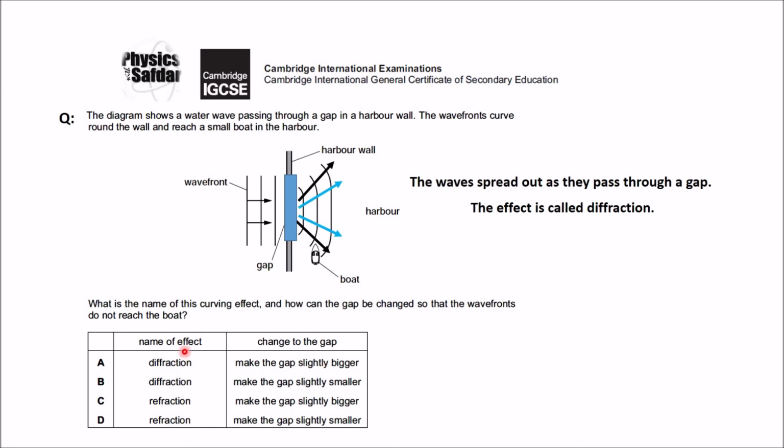So look at the options. The name of the effect is diffraction, right? Second, make the gap slightly bigger. Because of that, wavefronts cannot reach the boat. So option A is the right answer.